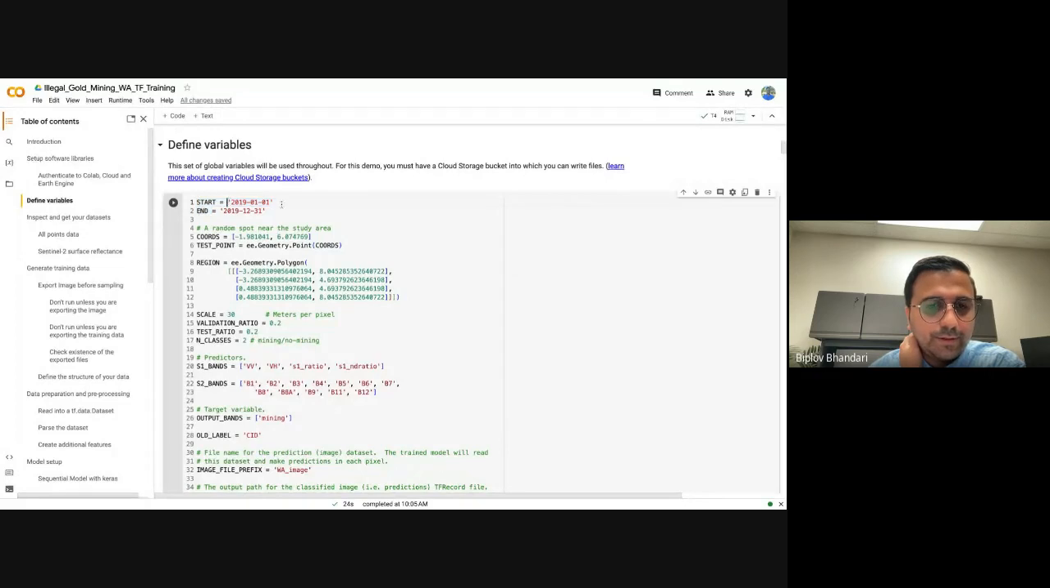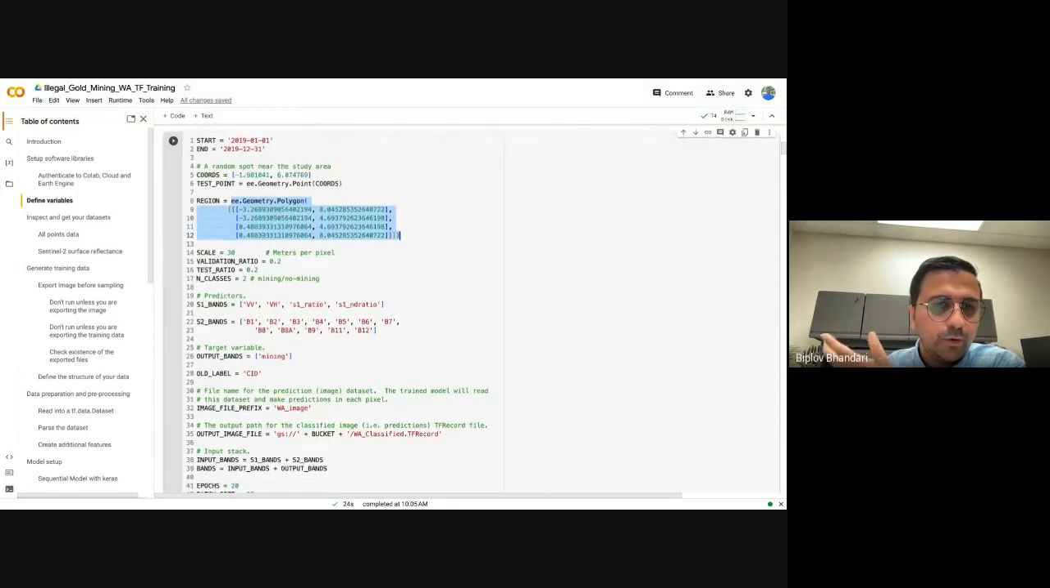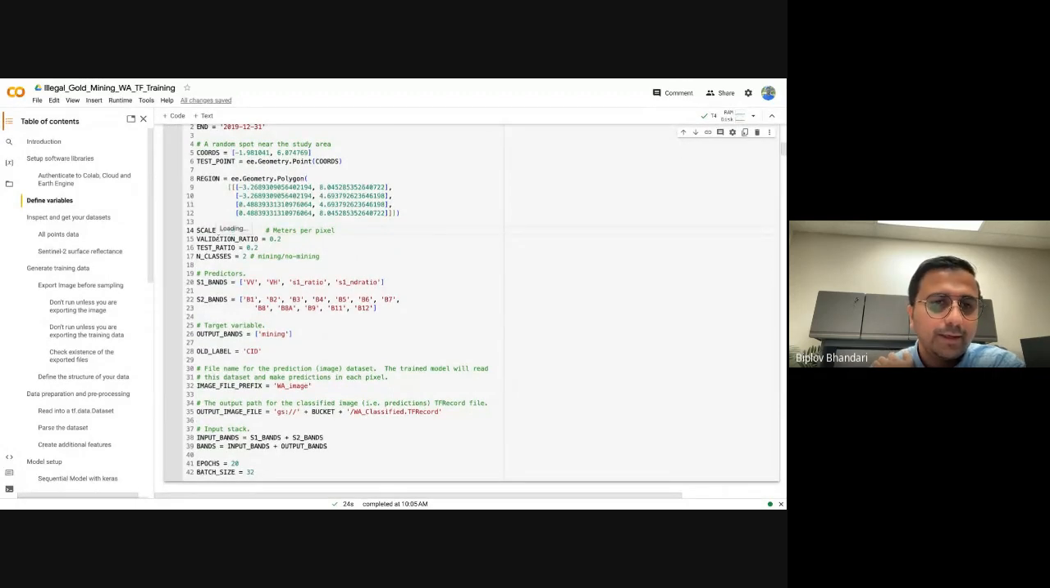For this, we're using 2019 as a coordinate for me to focus that map on a certain point. So it's a random spot on the study area. Then there are the study area coordinates and the output scale. Yesterday we used 70% for training, 30% for testing. Today we'll be using 60% for training, but then within the validation.